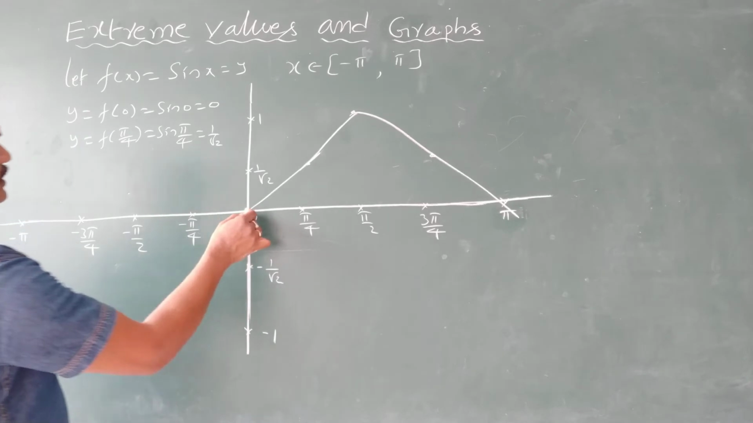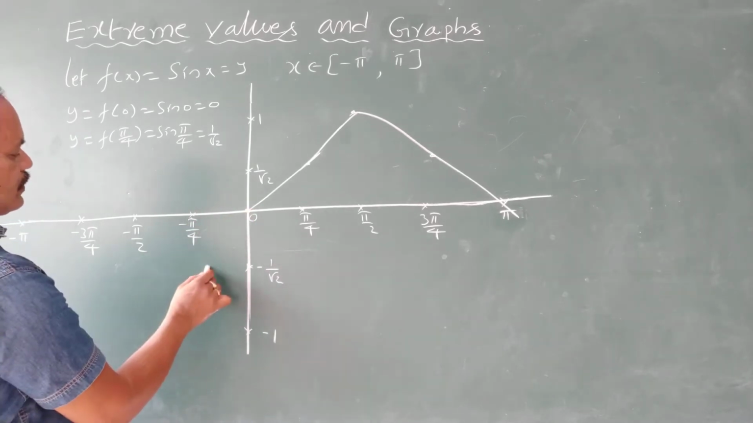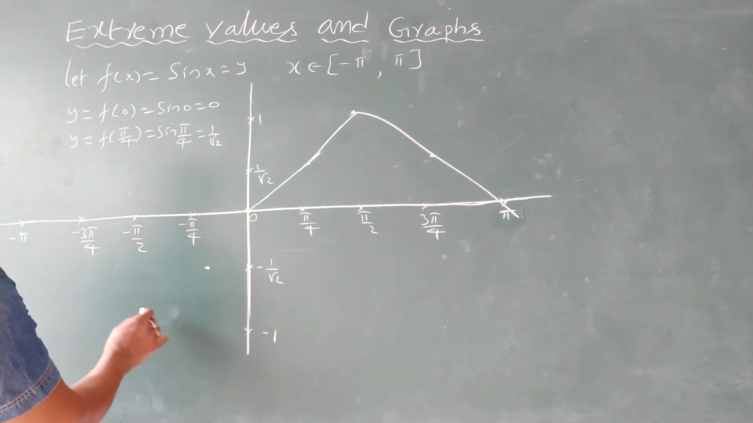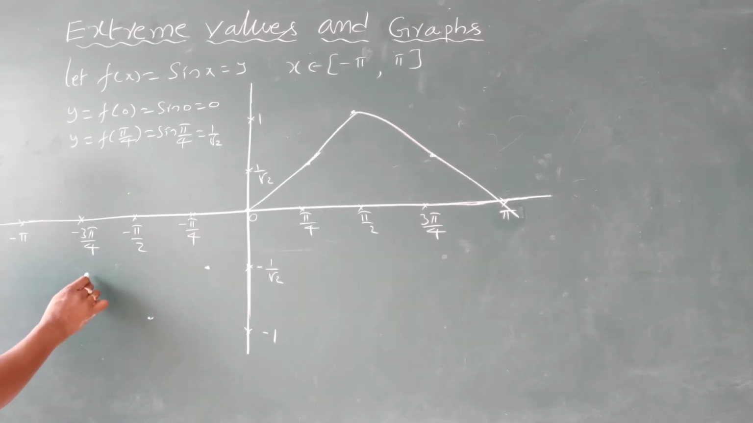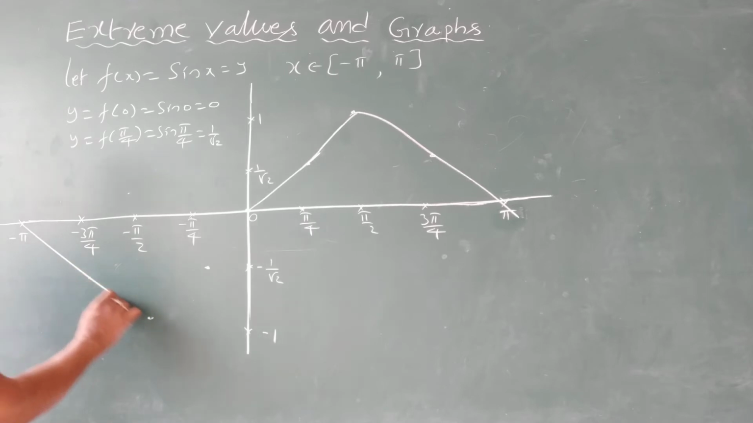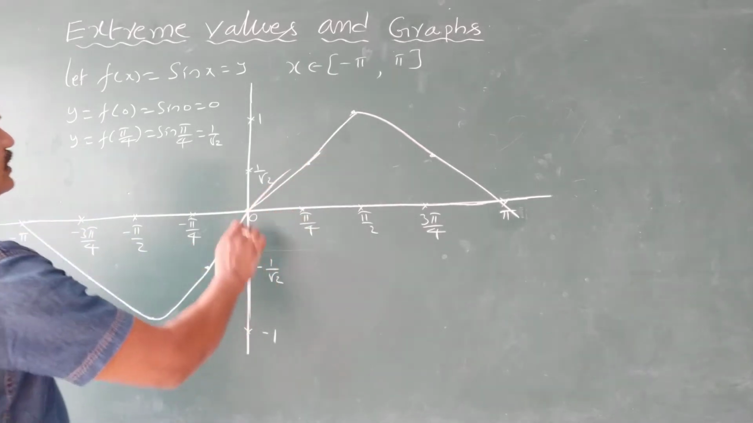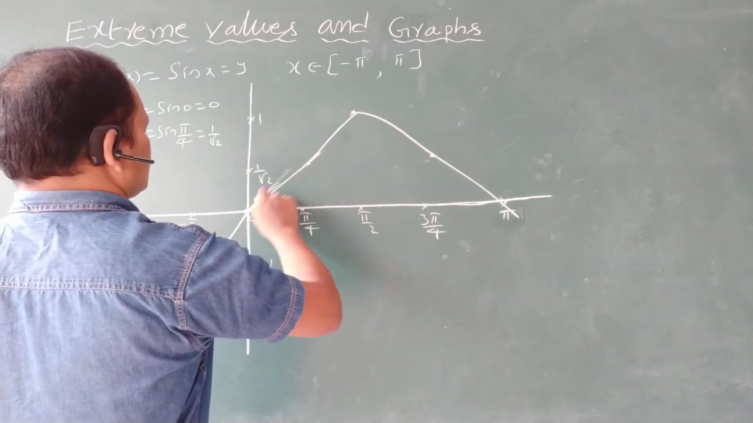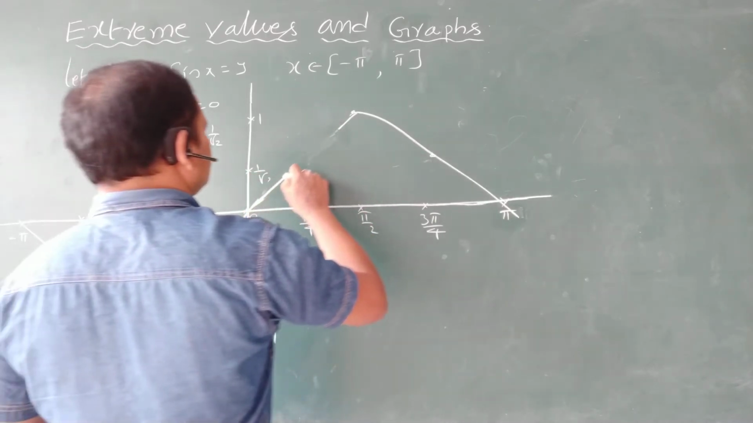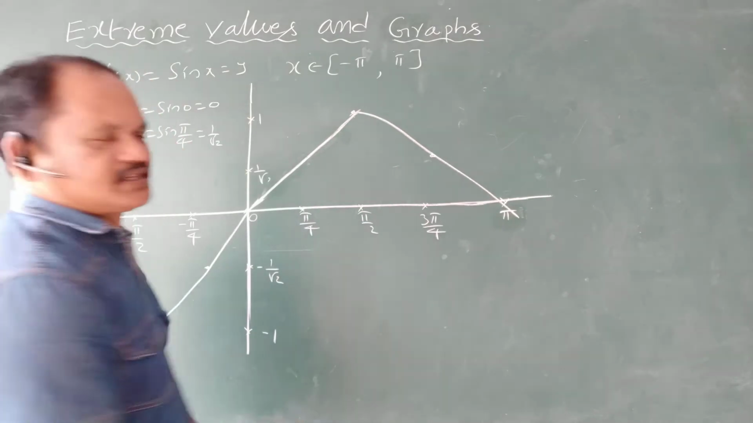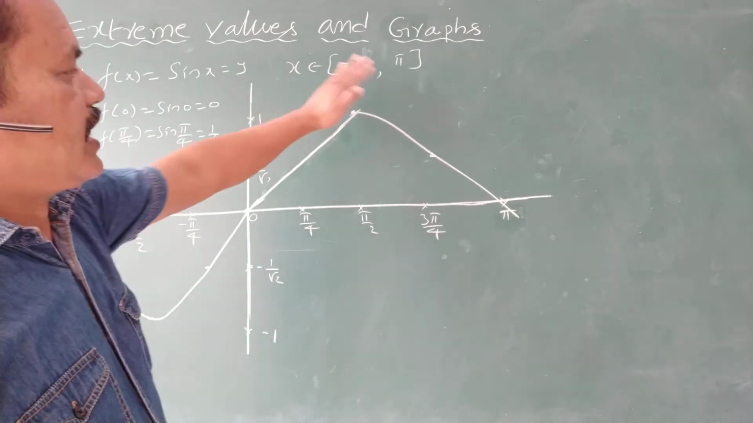And below, here it is minus pi by 4, it is minus 1 by root 2. At minus pi by 2, it is minus 1. At minus 3 pi by 4, it is minus 1 by root 2. At minus pi, it is 0. So like this. This is the graph of sin x in between the limits minus pi to pi.